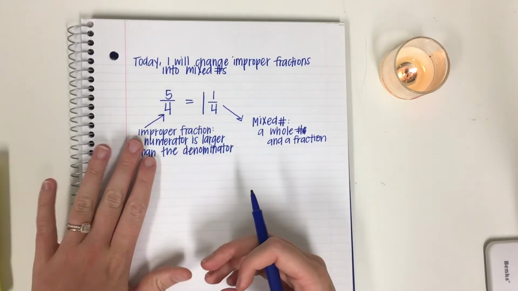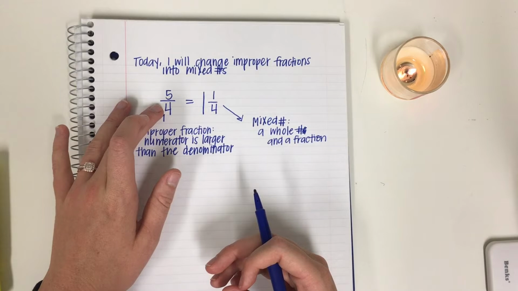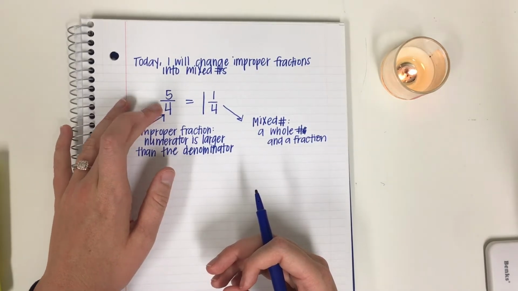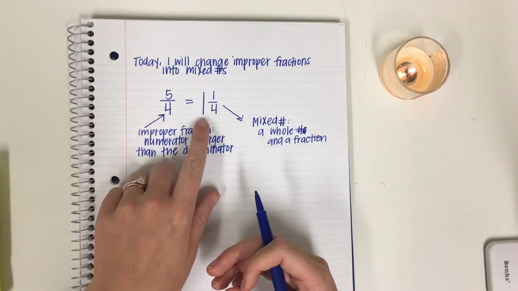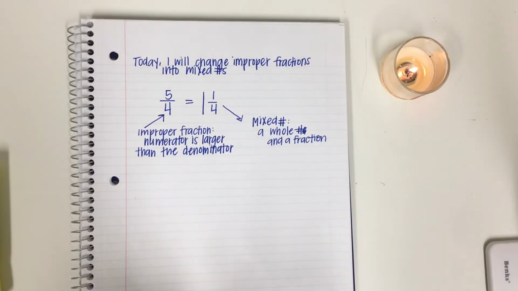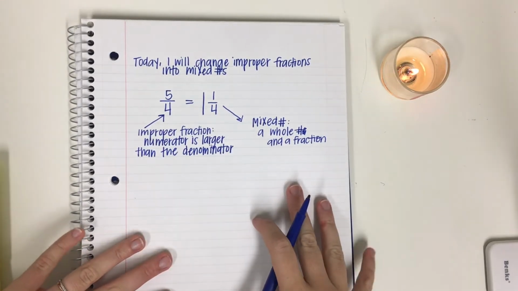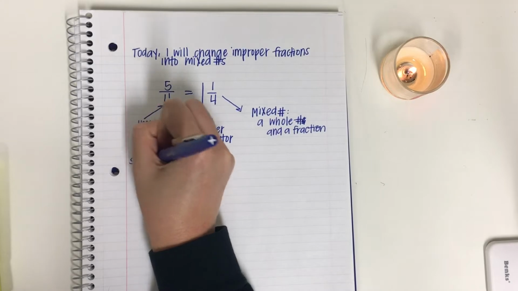Okay? So we have an improper fraction where your numerator is larger than your denominator, which means it's greater than 1, right? Because 4/4 is 1. So 5/4, it's a little bit greater than 1, which we see here. It's 1 1/4 when you do your math. Okay? So let's take a look at our steps when we come across an improper fraction.